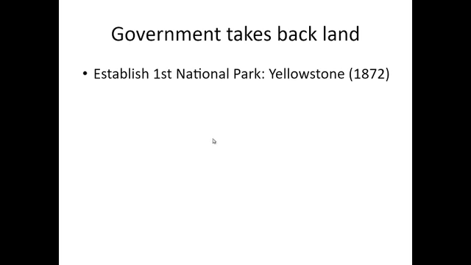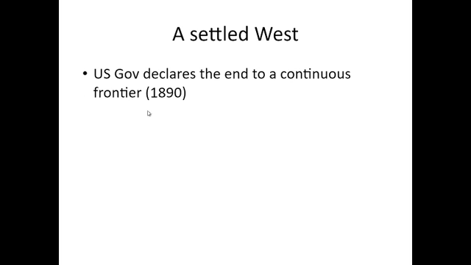Okay. Another movement that we see with this western land is the U.S. government actually taking control of it and setting aside land for things like national parks. So we get the first national park, Yellowstone, in 1872. 1879, the U.S. government actually takes back some of that land from the railroads. But by 1890, it's all over. The U.S. government declares that the frontier is at an end. The continental U.S. has been settled, 1890.